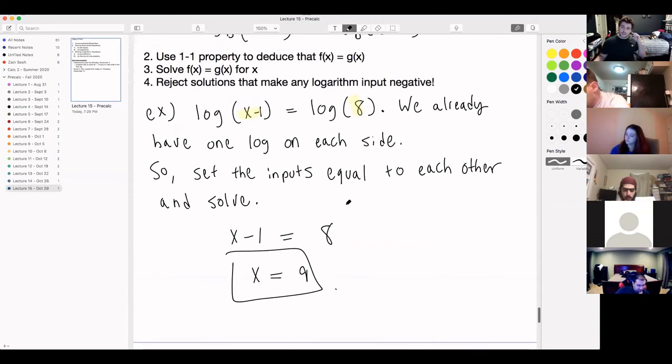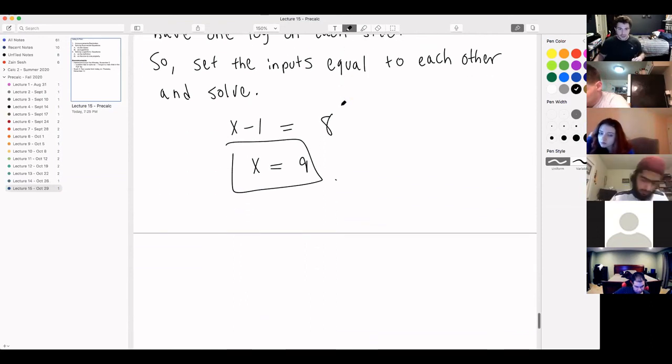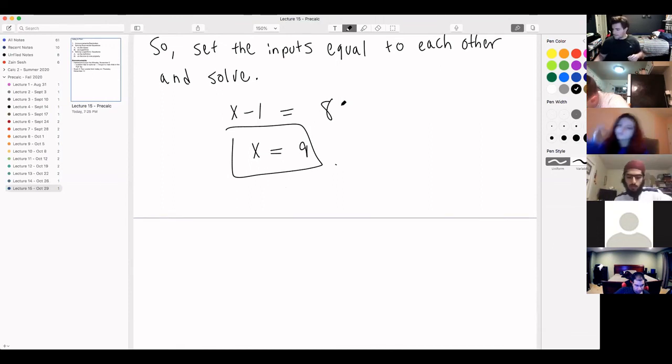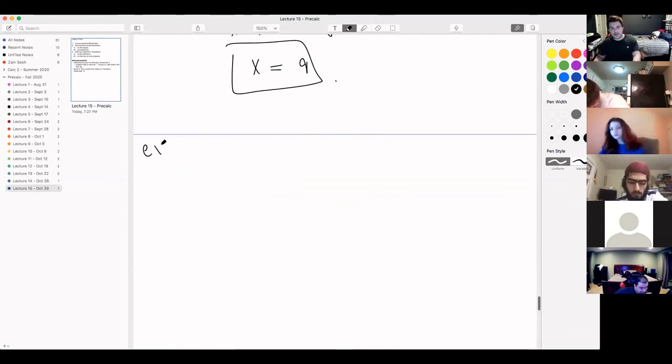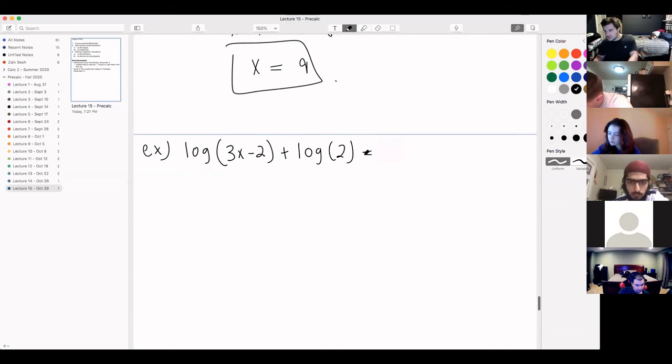Good, so let me just do a quick mental check that x equals 9 does not create a negative anywhere. No, it doesn't. If I substitute 9 into the left side, I get log of 8. So good, checks off. Okay, next example. Log of 3x minus 2 plus log of 2 is equal to log of x plus 4.